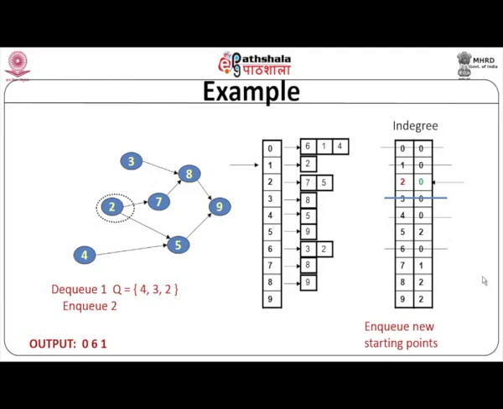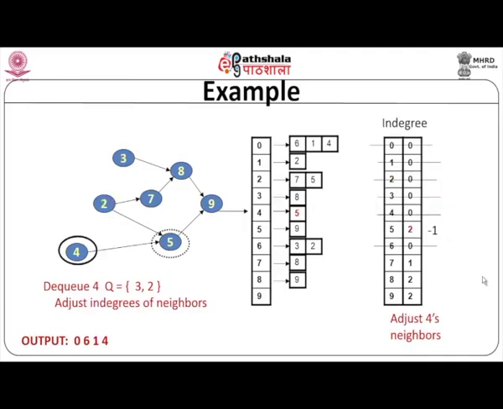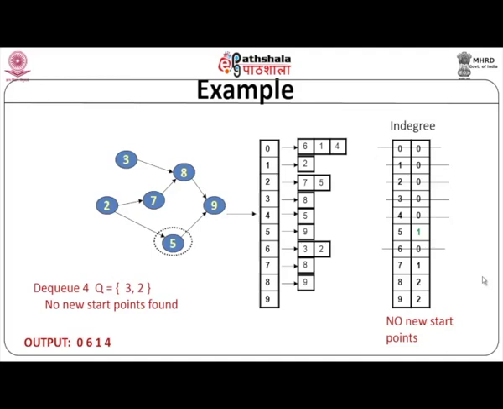Now, you are selecting 4. So, when you select 4, you have 5 as its neighbor. So, 5's in degree has to be decreased by 1. But there are no new start points, because 5 here in this case still has 1. So, the queue remains as 3, 2, and now you dequeue 4. So, its output is 0 6 1 4, and you have handled the 5.